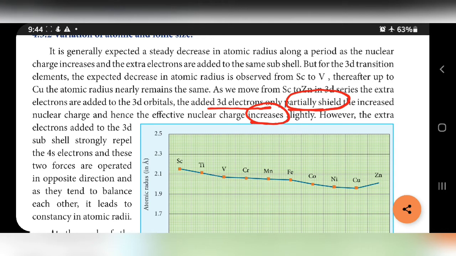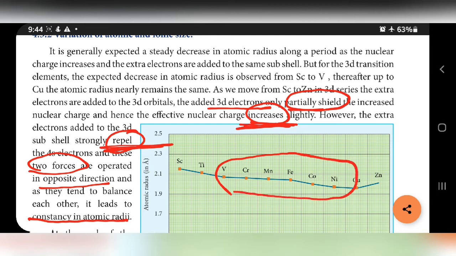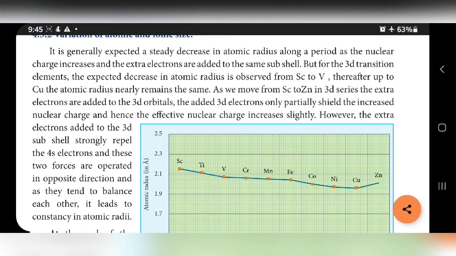So repulsion is there between the 3d and 4s electrons. Of these two forces, here attraction increases, here repulsion increases. Two kinds of forces are operating. The two forces operate in opposite directions, so it leads to constancy of atomic radii. So atomic radius remains constant from vanadium to copper.